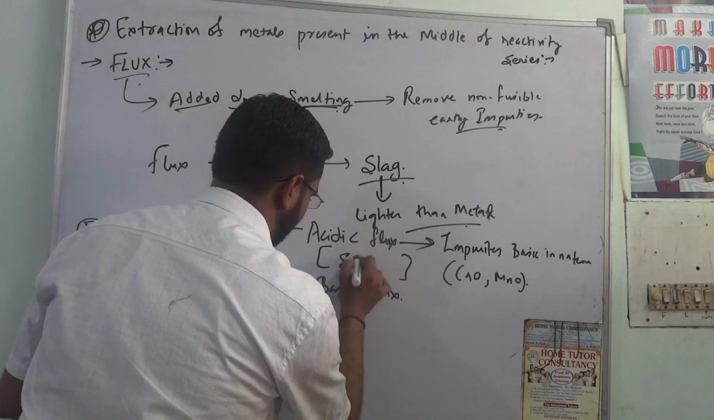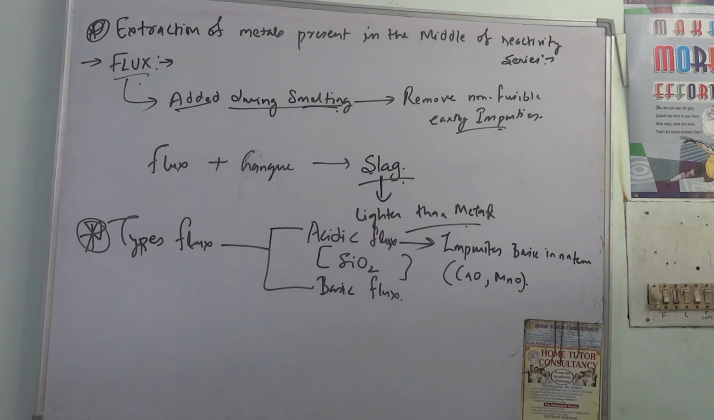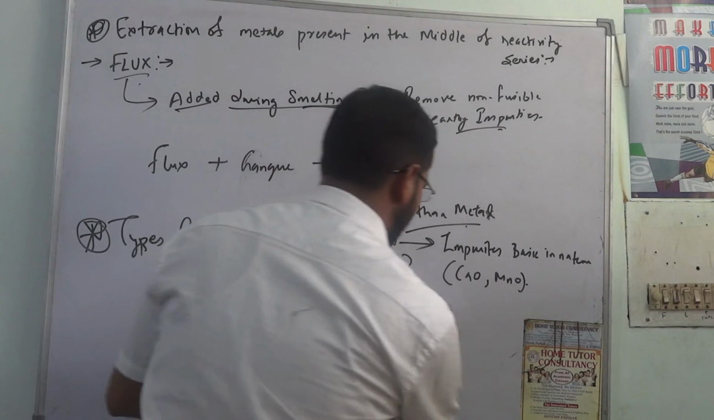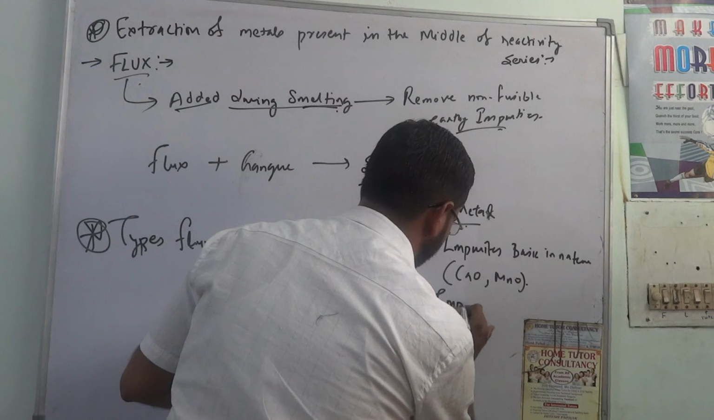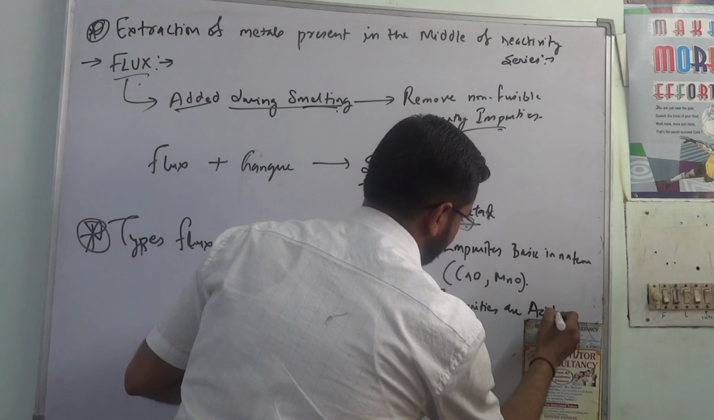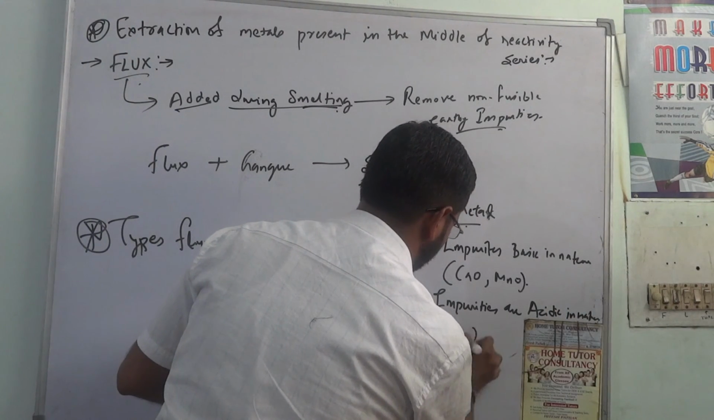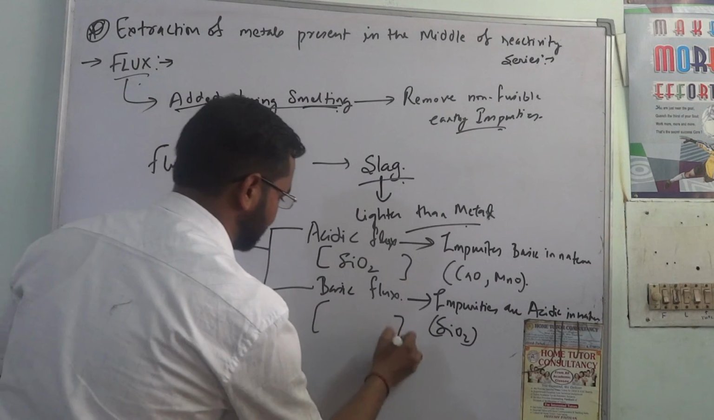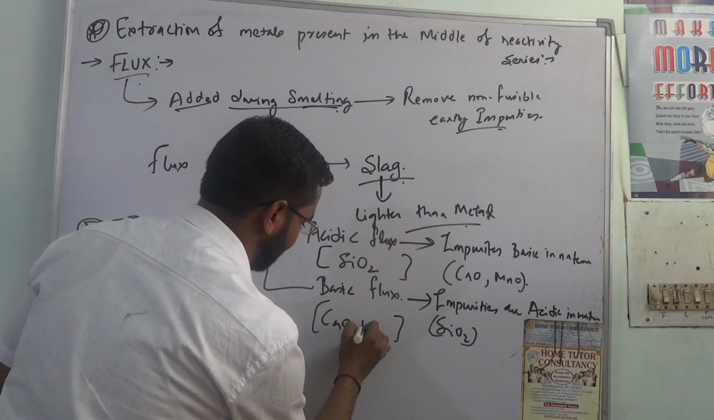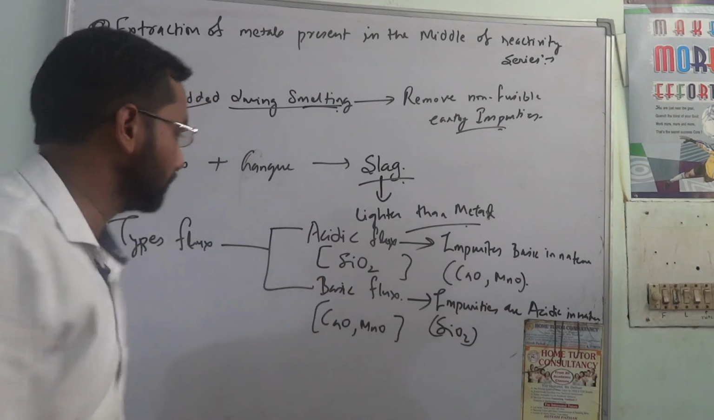The acidic flux we use is like silicon oxide, which is an oxide of a non-metal. The other is basic flux, used when impurities are acidic in nature, like silicon oxide. Then a basic flux like calcium oxide or manganese oxide is used to remove these impurities.